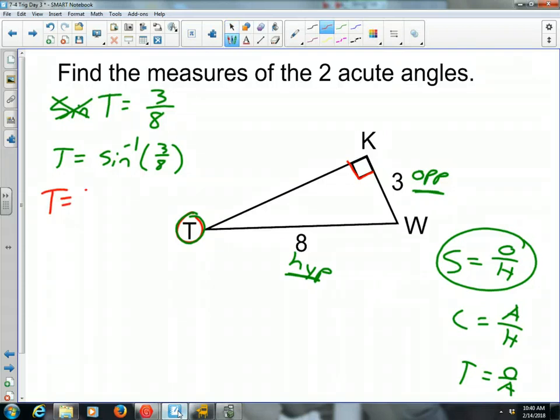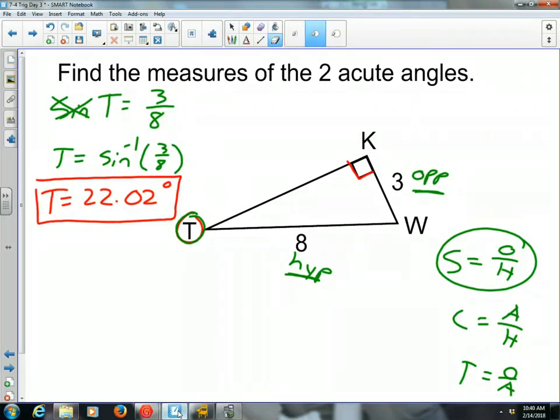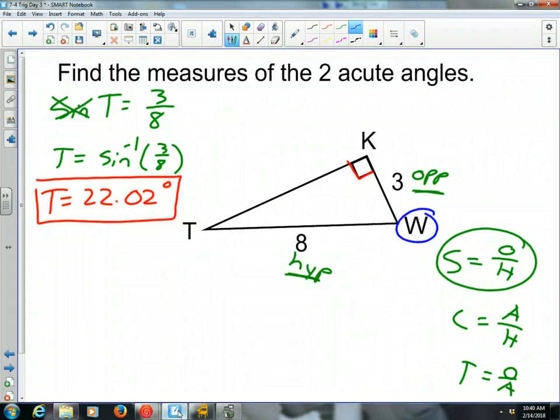Angle T equals 22.02 degrees. Let's do the same thing here for angle W. If angle W is what we're focusing on right now, everything is revolving around angle W. This 3 now becomes the adjacent side, doesn't it? Because the opposite side is way over here.